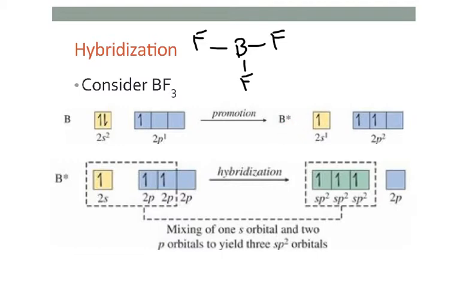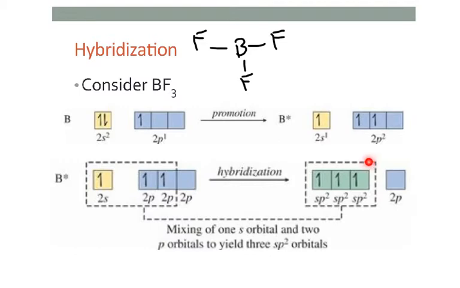As a result you end up getting this promotion. The asterisk next to the boron indicates that it is in some sort of promoted state. So now you have one electron in the 2s, and then you have one electron in each of the p orbitals here. So those orbitals mix, and as a result they create the hybridized orbitals that you see here that are now in green.